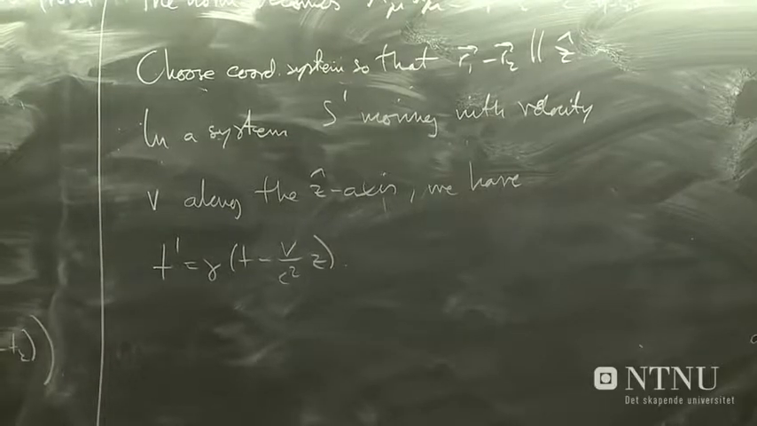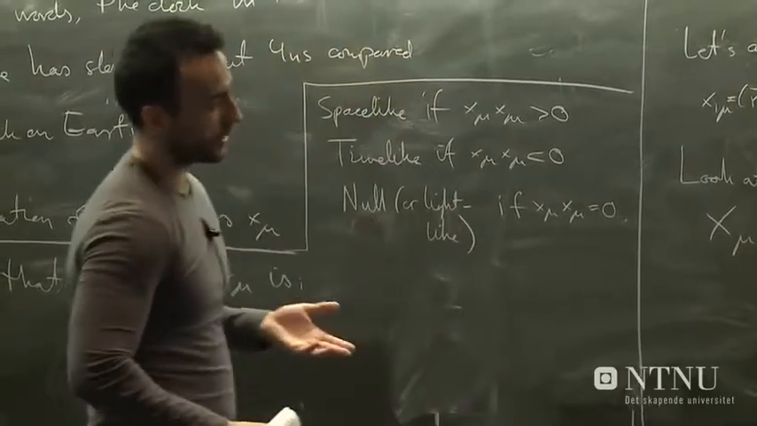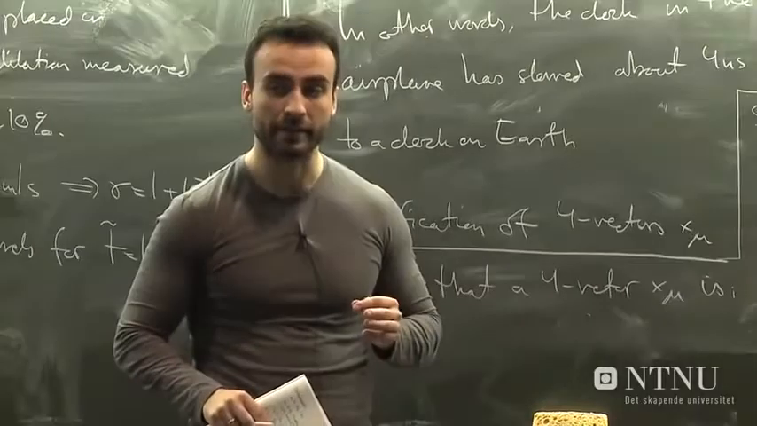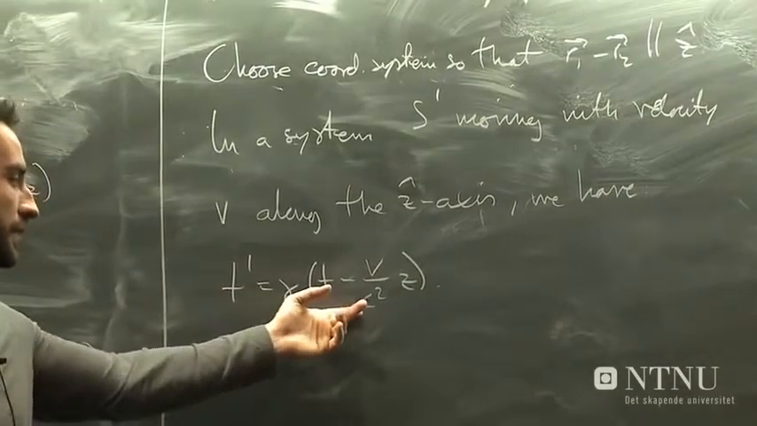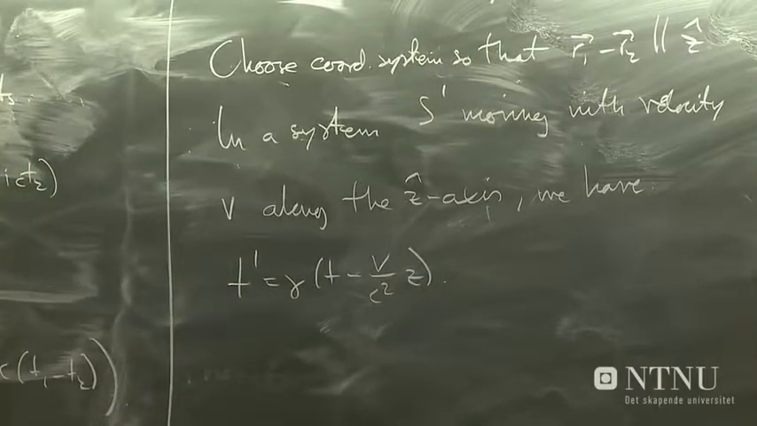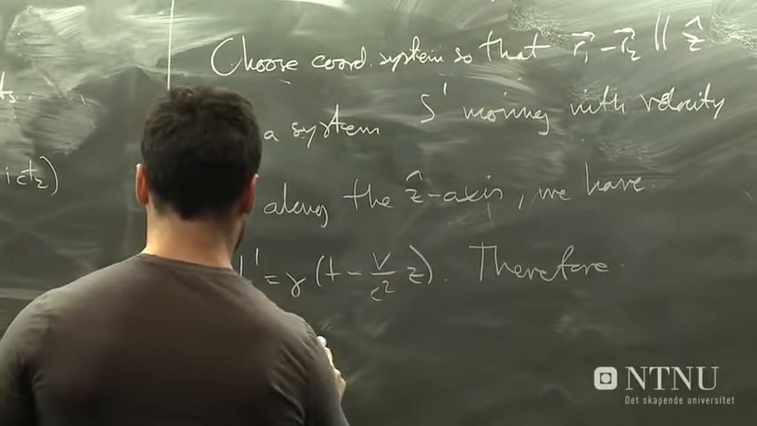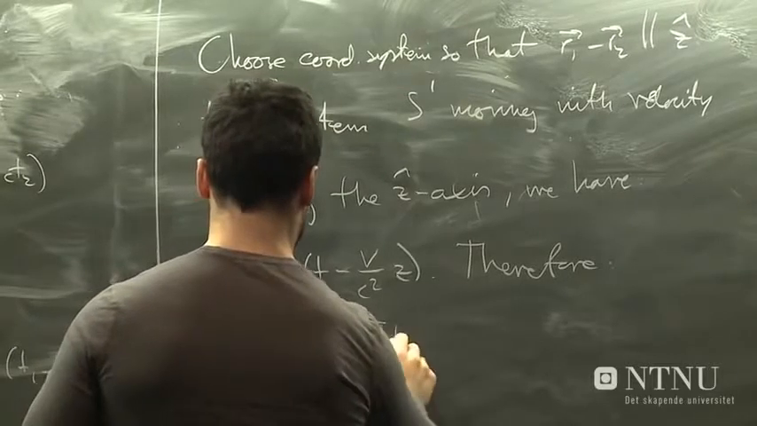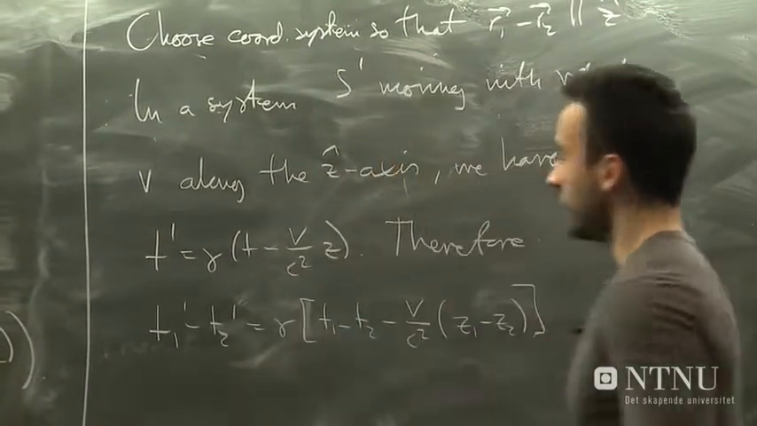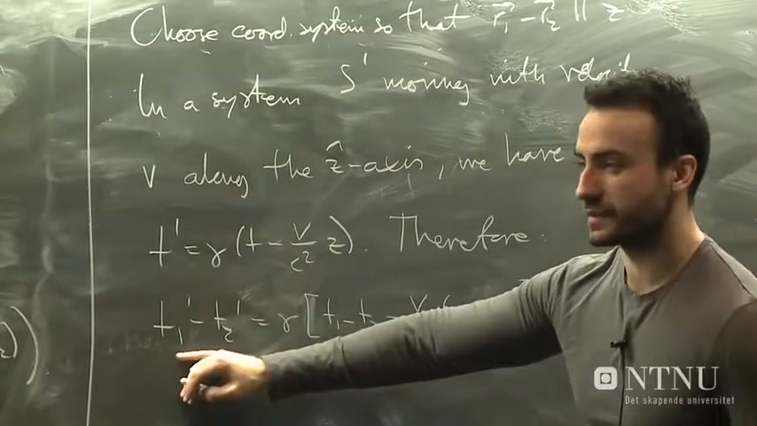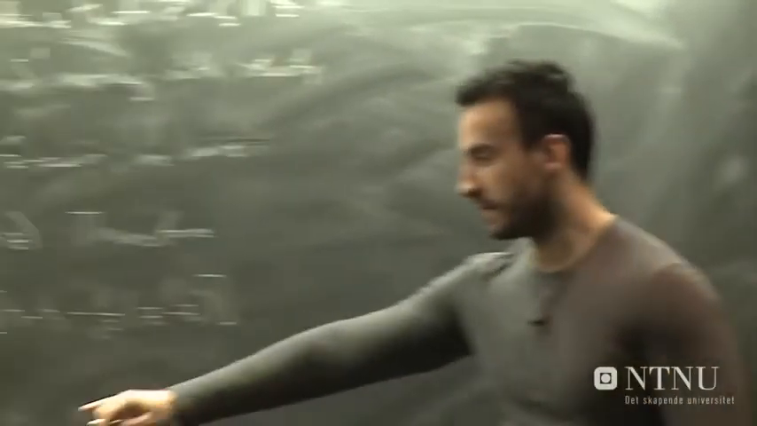So we have 2 events. The difference between their 2 spatial coordinates is directed along some z-axis. Now imagine that we have some reference system S prime, which is moving with the velocity v relative to this z-axis. In this case, we know that the transformation from the stationary system to the moving system is given like this. So the difference in time at which these two events occur, as seen from a moving observer, is provided by this expression.